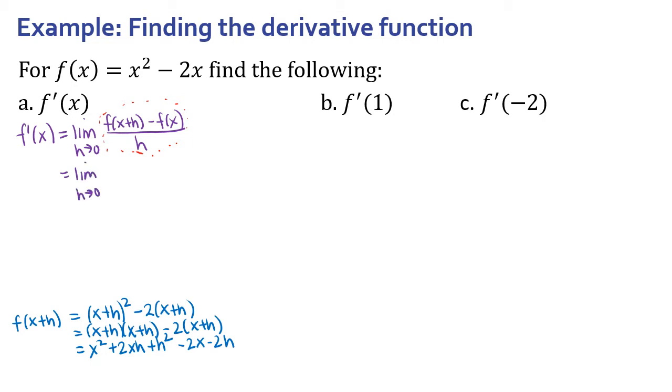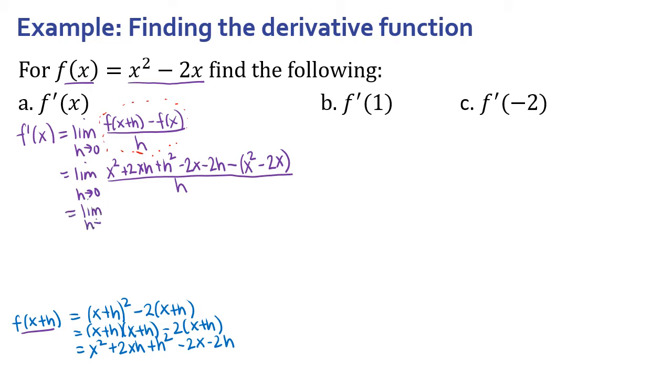All right, so let's substitute in what I just found for f(x+h). That's x² + 2xh + h² - 2x - 2h minus the function. The function is x² - 2x. Make sure that we remember we're subtracting the entire function, not just the first term, so you've got to put that all in parentheses. A lot of students forget to do that. So that gives me the limit as h approaches 0 of (x² + 2xh + h² - 2x - 2h - (x² - 2x))/h. I'm going to put a little box here.